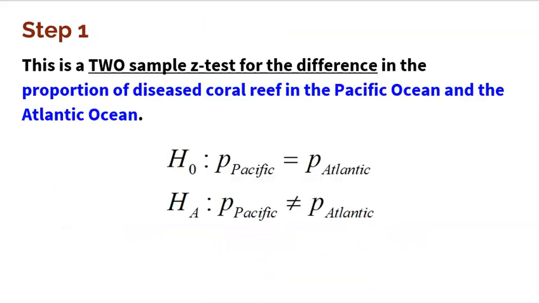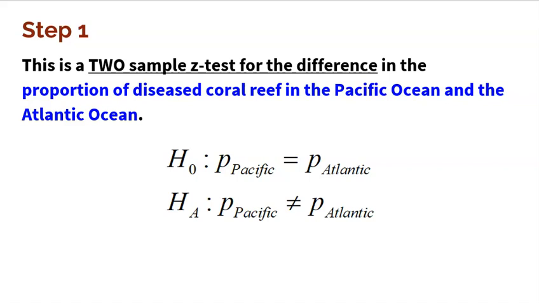So step one is really a formality. It's stating the name. This is a two-sample z-test for the difference in the proportion of diseased coral reef in the Pacific Ocean and the Atlantic Ocean. So my null is the status quo. Everything we believed is still true, no difference. The Pacific Ocean is equal to the Atlantic Ocean. The proportion of diseased coral reef in each ocean is exactly the same. Now, I don't know what that number is, 80%, 90%, 5%. I don't really care, but I believe it's the same.